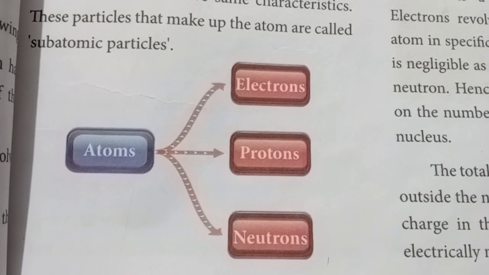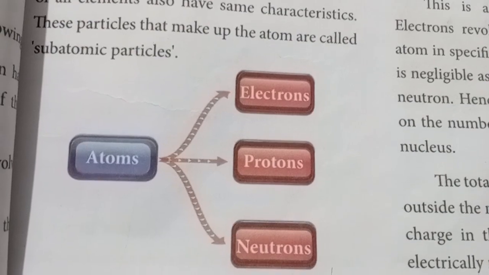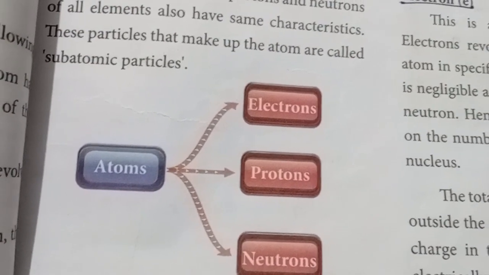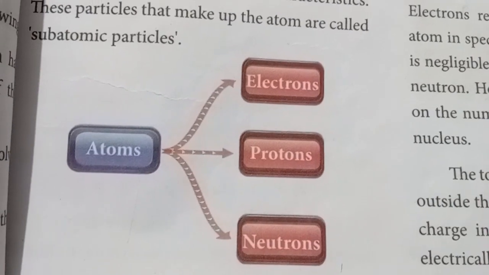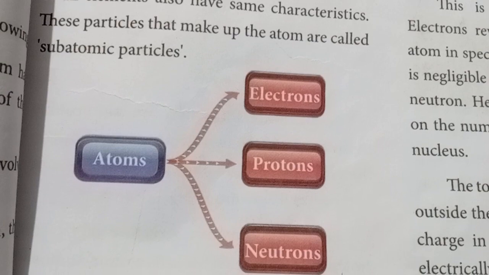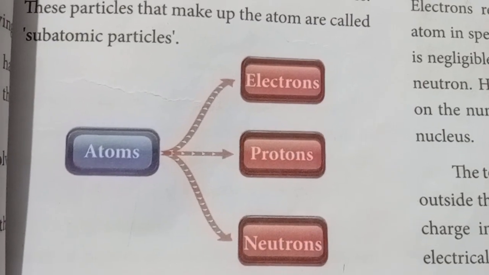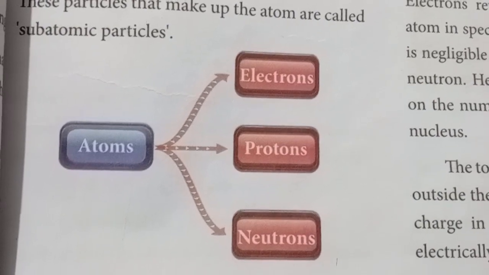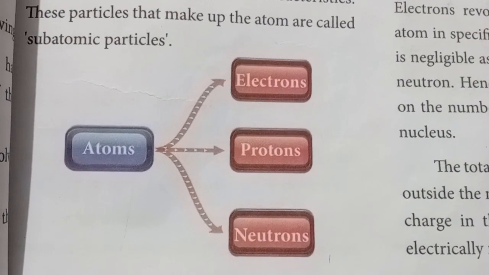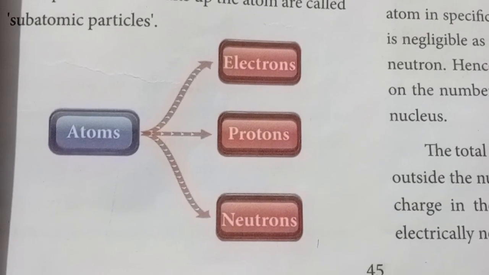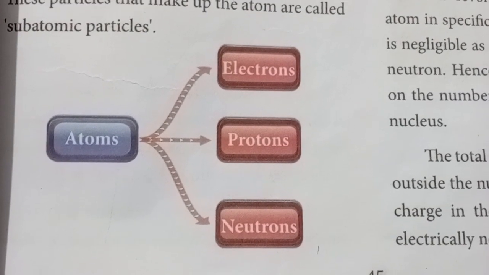So protons are denoted as small letter p. The proton is a positively charged particle. It is located in the nucleus. And the neutron is also present in the nucleus, and the neutron doesn't carry any charge, that is why it is known as neutron, that means neutral particle. And electron is the negatively charged particle. They revolve around the nucleus of the given atom in specific orbits.